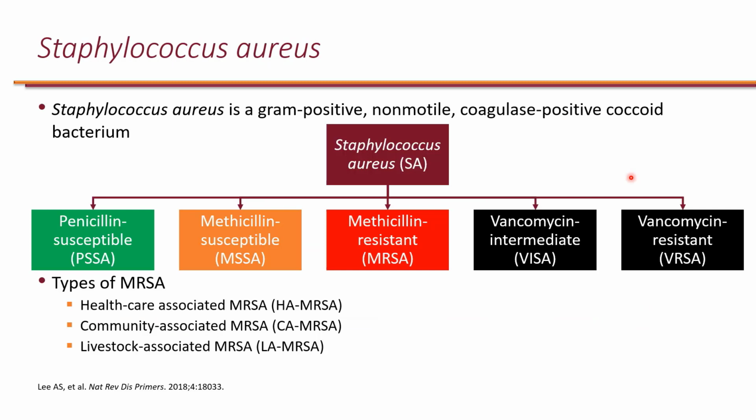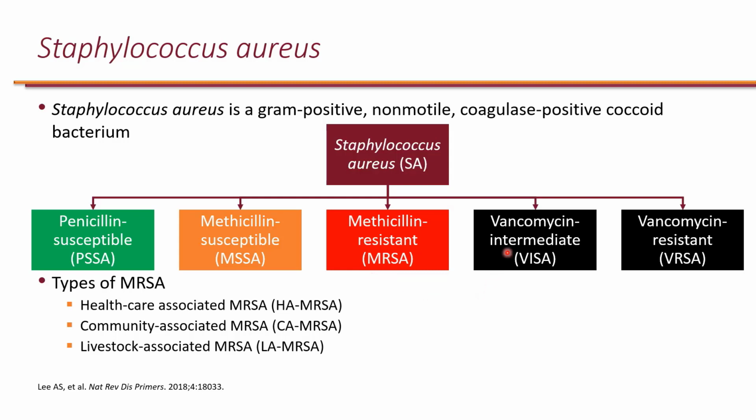Let's take a look at Staphylococcus aureus. So Staphylococcus aureus can be divided based on its pattern of resistance. So the wild type, which is basically penicillin susceptible, constitutes less than 10% of the isolates nowadays. Then we have MSSA, which is methicillin susceptible. MSSA is resistant to penicillin. Then we have methicillin resistant, so MRSA, and the drug of choice for MRSA is vancomycin.